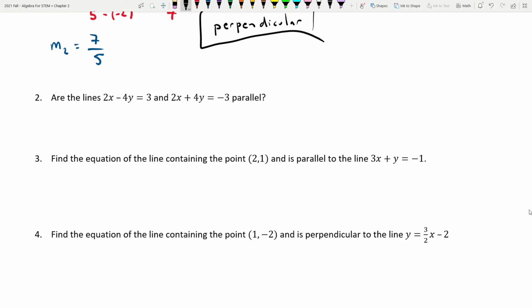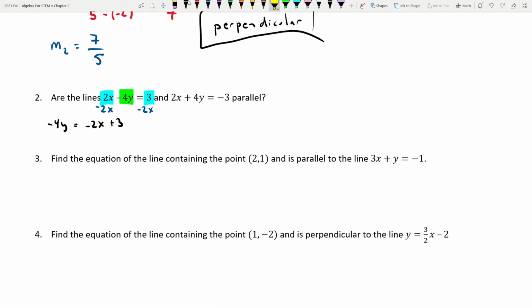How do you put the equation of a line in slope-intercept form? You solve for y. So for the first line, I want to take everything that has a y in it and put it on one side, and everything that doesn't, put it on the other. So I'm going to subtract 2x from both sides to get all my blues together. And so I get -4y equals -2x plus 3.